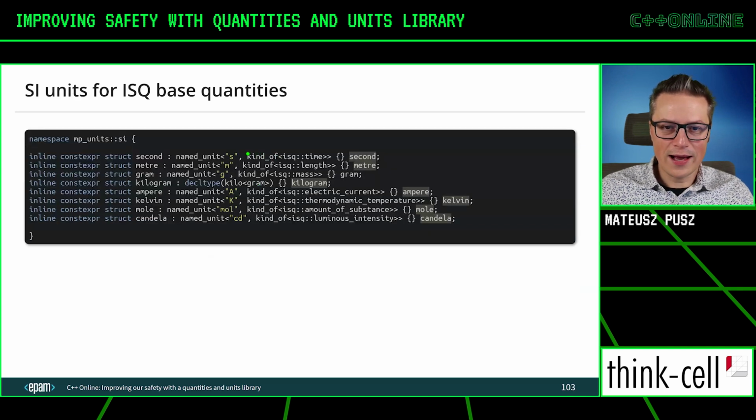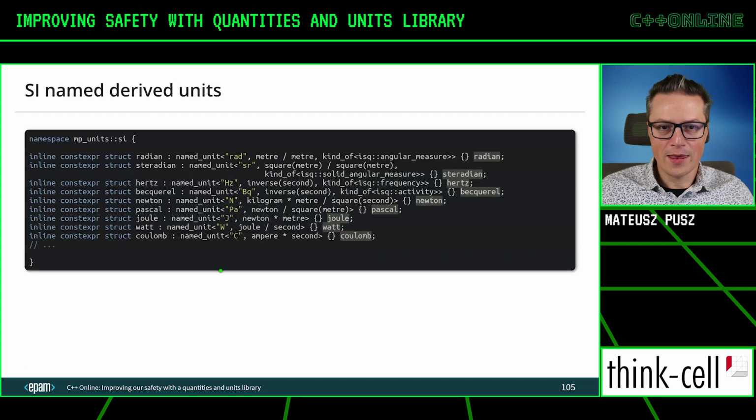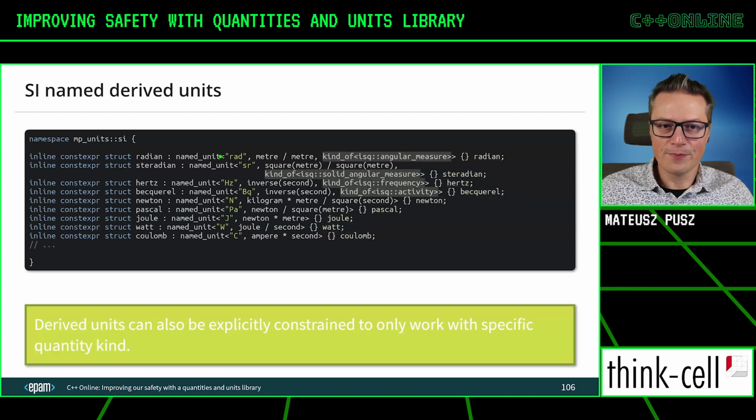And those kind_of happen to be used in unit definitions. So second, meter, gram, all of them have an assigned kind_of, saying I'm using meters to measure any length. I don't care if it's width or radius, right? Meter is the unit to measure that. Also, some derived units may have those kinds assigned. This is true, for example, for radian, steradian, hertz, becquerel, where you say exactly that hertz measures quantities of frequency, and becquerel is used to measure quantities of activity.